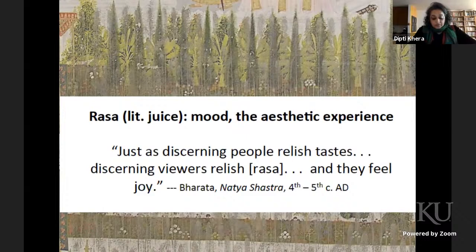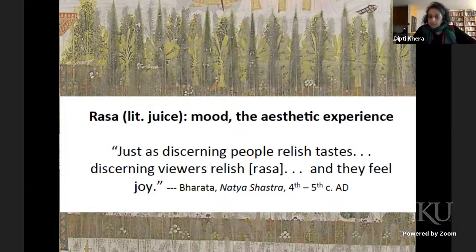Foundational 4th and 5th century Sanskrit texts explained that works of art, especially dance and drama, should aim to create a dominant emotion through characters, gestures, and settings. The dominant bhav, a term again encompassing emotion, mood, feeling, would lead to the ultimate aesthetic experience, ultimate aesthetic taste, that is rasa. Rasa emphasized the blending of ingredients, the physicality of emotion, something that we feel, we taste, we smell.